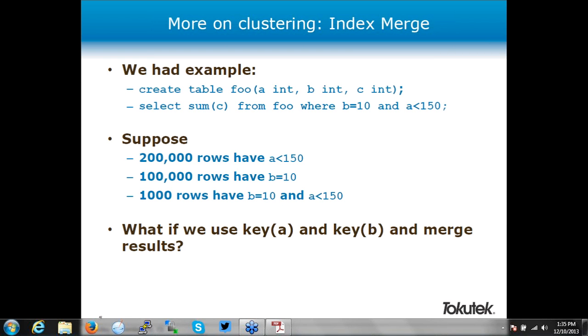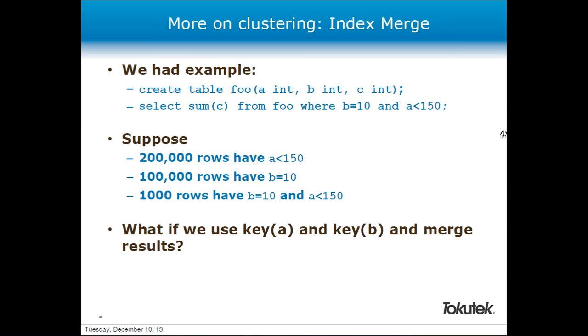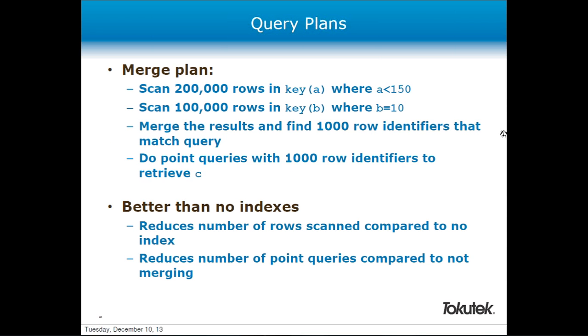So what if we used key of A, B and we merged the results? Well, what would be your merge plan? Scan 200,000 rows in a range query to see where A is less than 150. You scan 100,000 rows to see where B is 10. You merge the results and you find the 1,000 row identifiers that match the query.